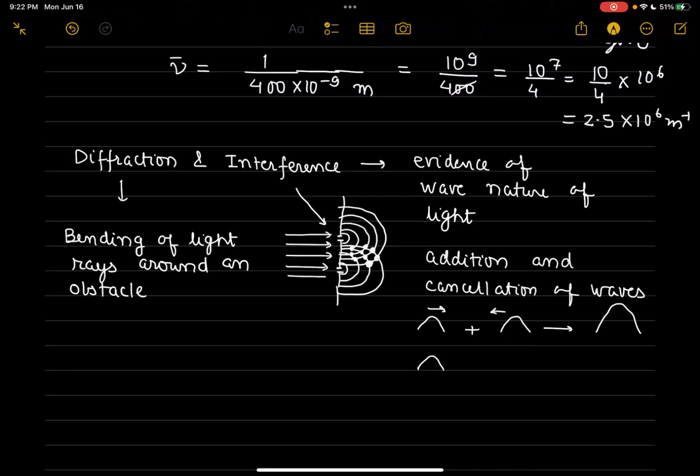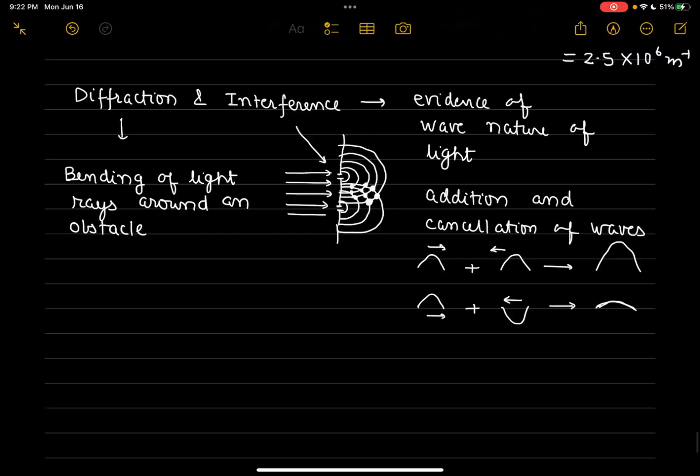And suppose you have a crest and you have a trough meeting, right? The wave, its amplitude will be lower. Cancellation happens, cancellation of energy. So addition and cancellation, or addition and subtraction, of waves is known as diffraction.